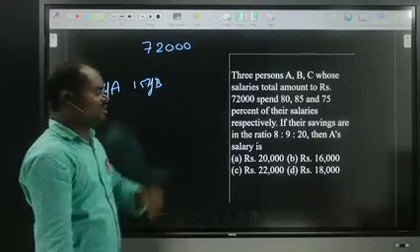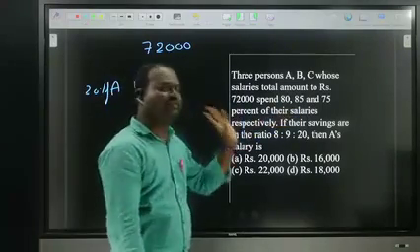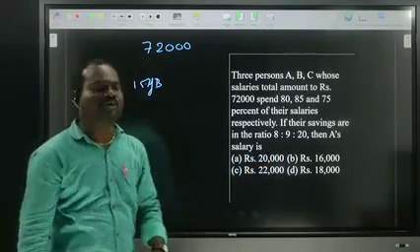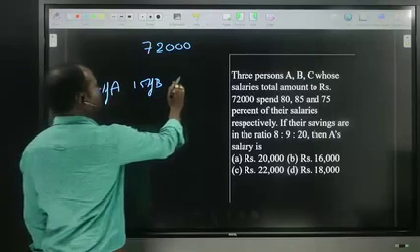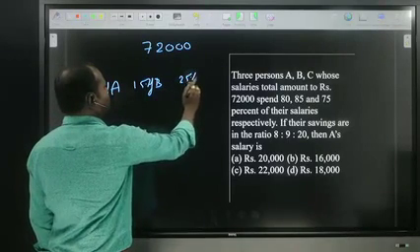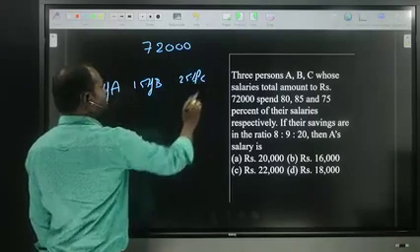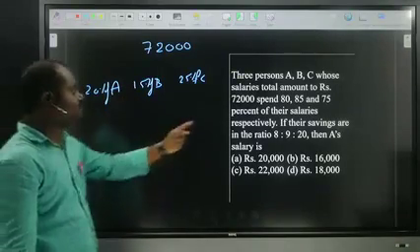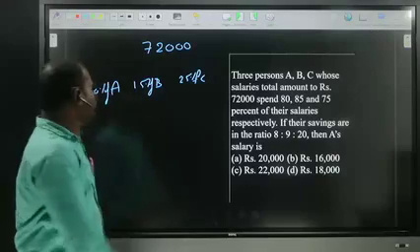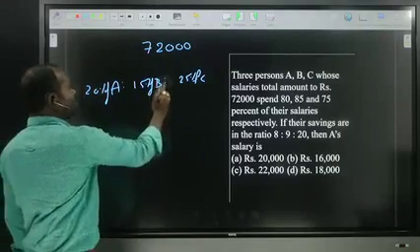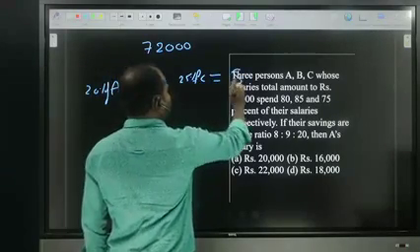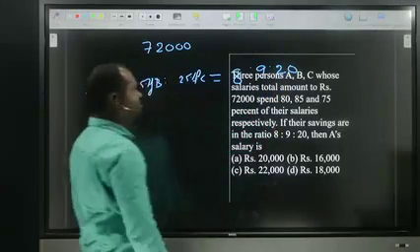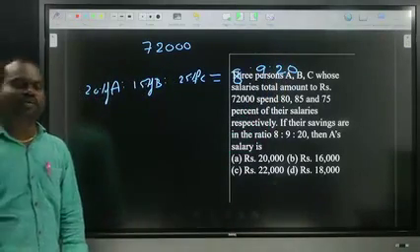Now in the case of C, C spends 75%. If 75% is finished, how much percentage is the balance? 25%. So in the case of C, the saving of C is how much? 25% of C. These are the savings. These savings are in which ratio? 8 is to 9 is to 20.